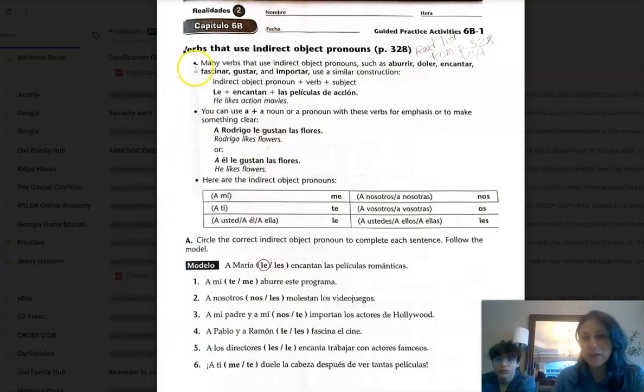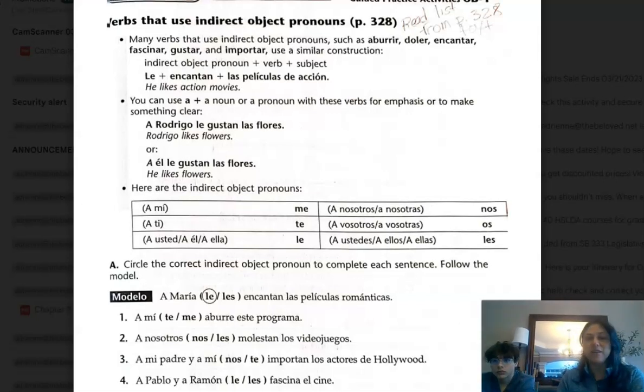All right. So here we've got, as we were discussing and looking at, verbs that use indirect object pronouns. Let's read. Many verbs use indirect object pronouns, such as aburrir, to bore; doler, to ache or to hurt; encantar, to love; fascinar, to fascinate; gustar, to like; and importar, to be important to. They use the same construction. And what is that construction? That construction is you have an indirect object pronoun plus a verb plus a subject.